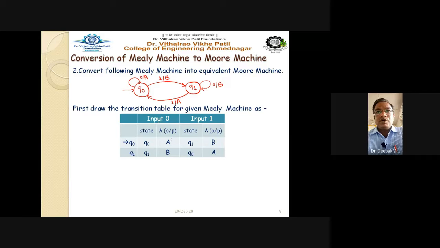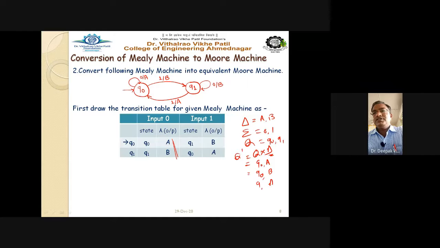But here the output is A, B. So I can have capital delta equal to A comma B, and I can have sigma equal to 0 comma 1, that is the input alphabet, and I can have Q equal to Q0 comma Q1. So I can have this Q dash equal to Q into capital delta. That means I can have Q0A as one state, then Q0B is another state, Q1A is the third state, and Q1B is my fourth state. So these are the 4 states.